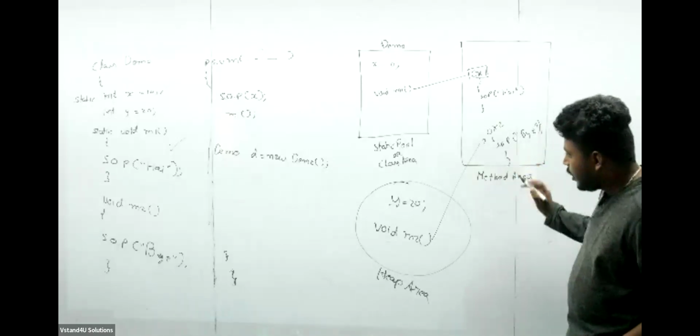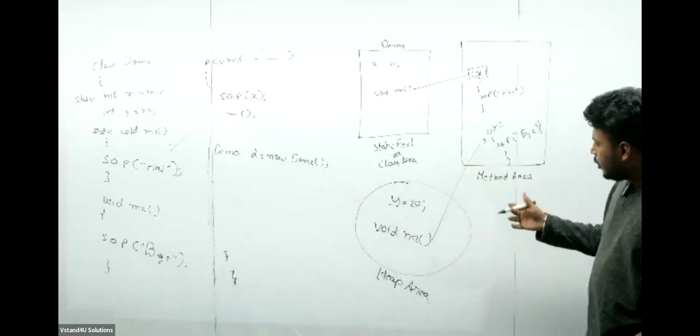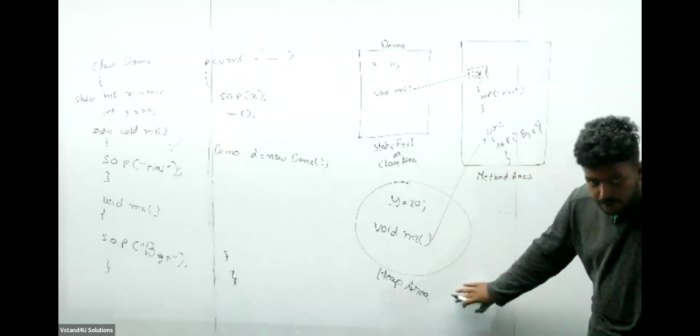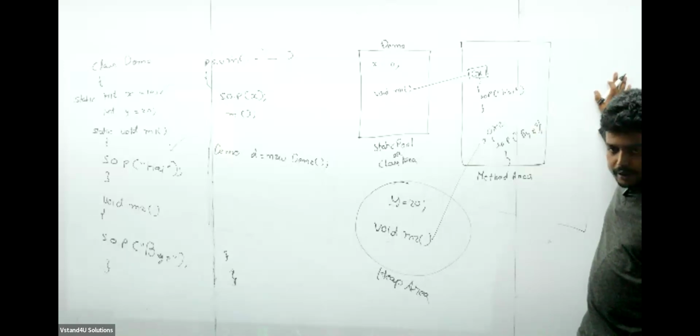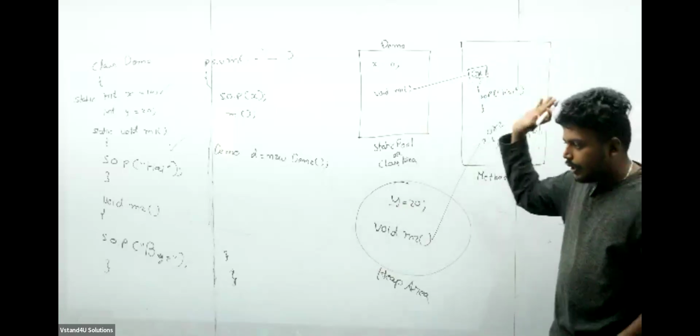Now you understood how the static area works, how the method area works, and how the heap area works. In the next program, I will teach you how the stack works. Now write this program, write this diagram, and execute the program.